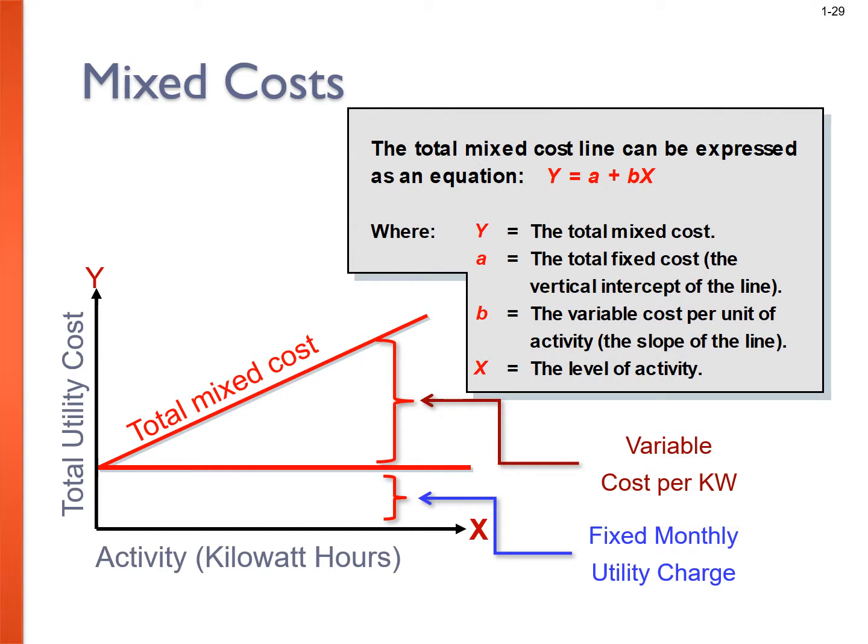So the total mixed cost can be expressed as an equation. Y, which is the total mixed cost, equals the total fixed cost A plus B, the variable cost per unit, times X, the level of activity. And if you think about that, fixed cost always will be there, plus the amount of activity times the variable portion. That's your total mixed cost.